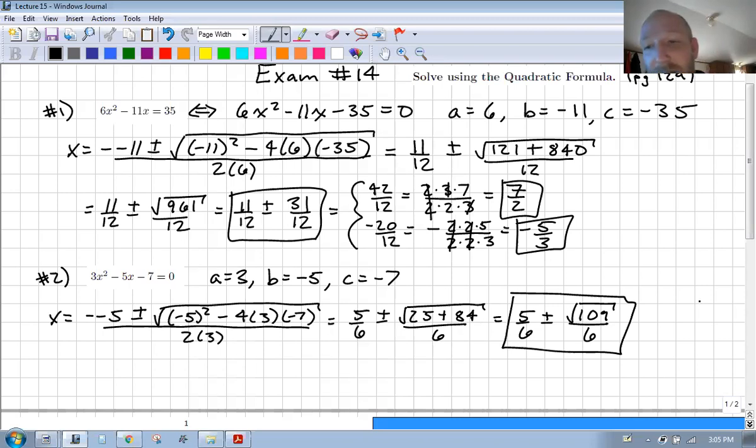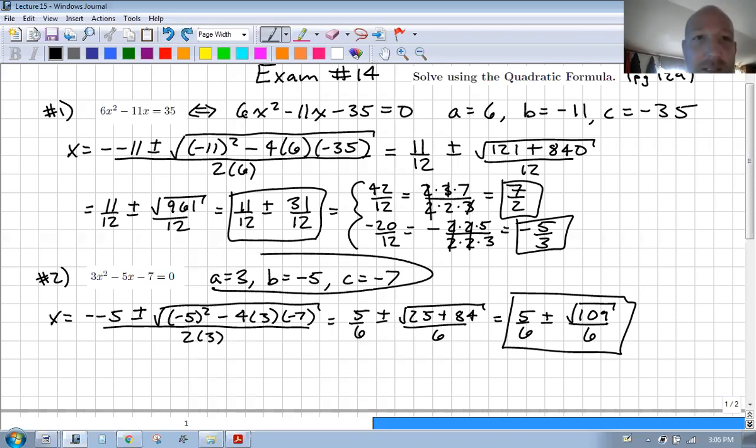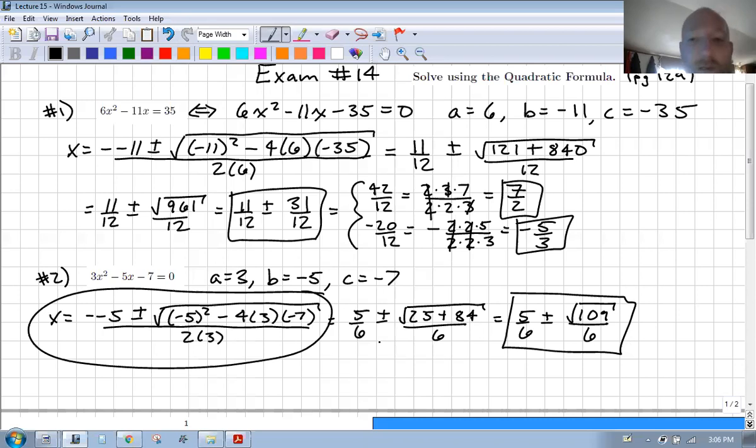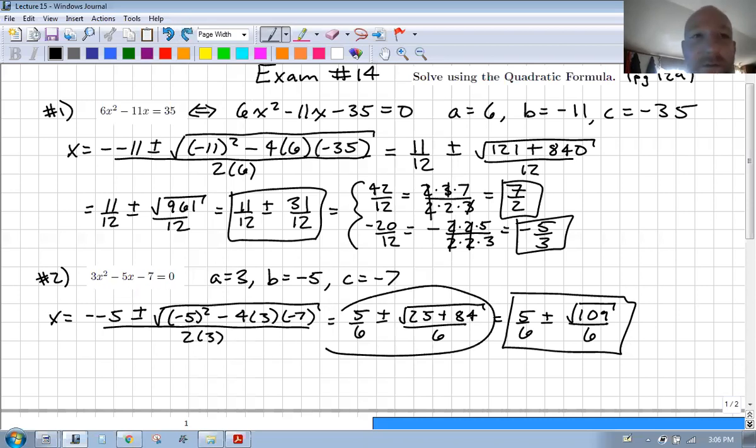Now we could just figure out the decimals here, but since we're not doing a word problem or anything, this answer is just fine. So when you work these problems, make sure you tell me what the A, B, and C are. Make sure you fill in the formula and then show me your work. And then preferably box your final answer.